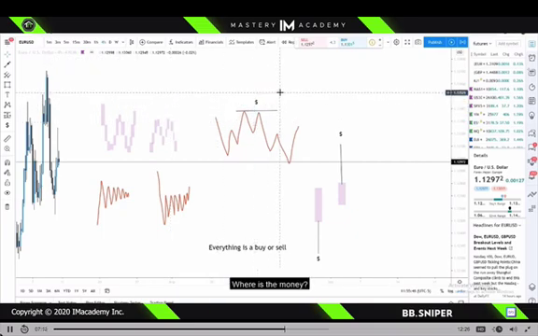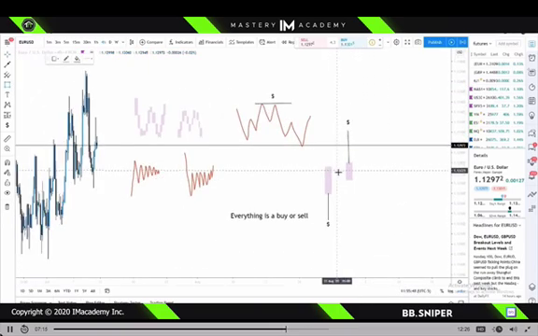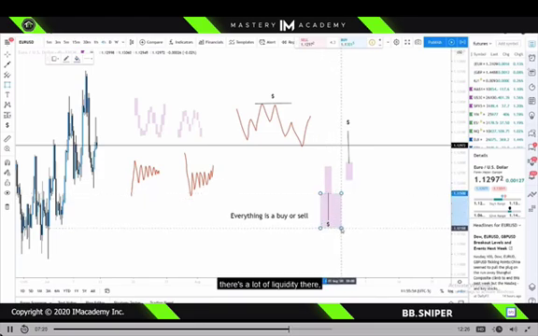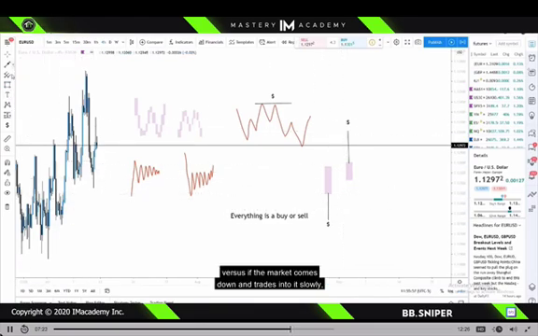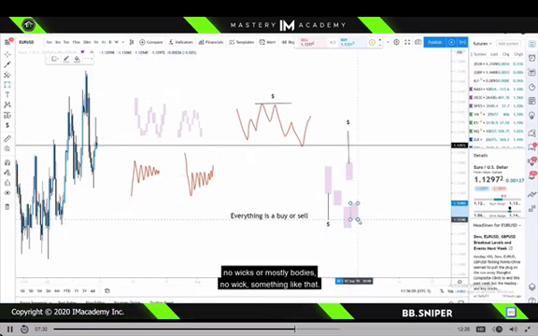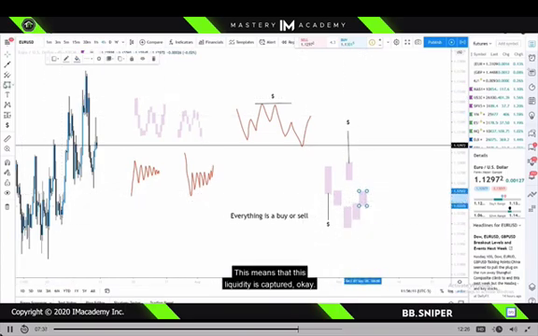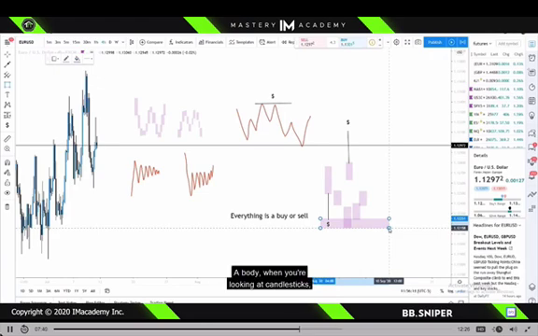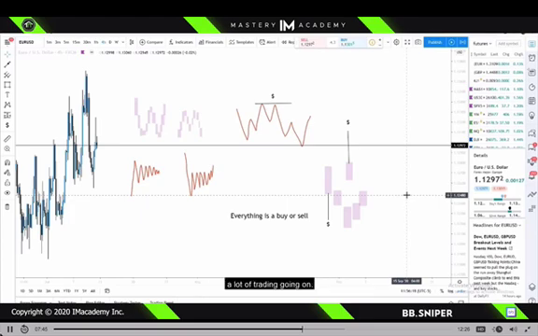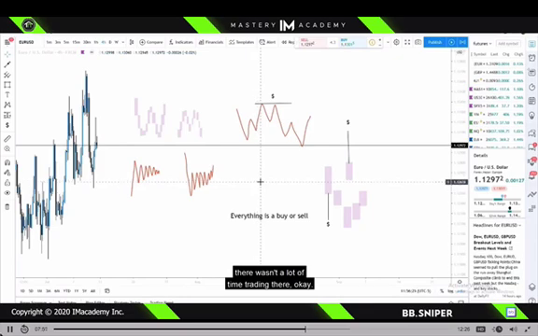Where is the money? The same thing as this pattern over here. I like to believe that when there's an obvious wick, there's a lot of liquidity there. Versus if the market comes down and trades into it slowly and then reverses, and these are going to be all bodies, no wicks, or mostly bodies, no wicks, something like that. This means that this liquidity is captured. Okay, a body. When you're looking at candlesticks, opening and closing on bodies means there's a lot of trading going on. When it's all wicks, there wasn't a lot of time trading there.